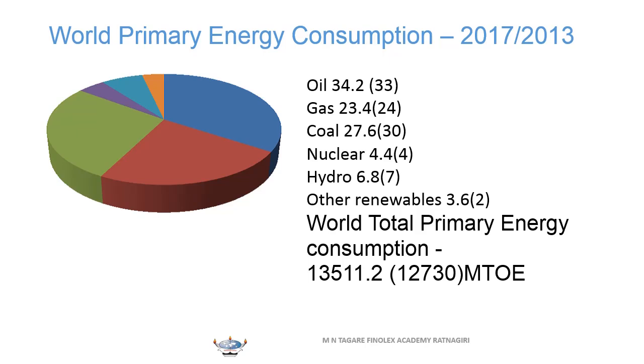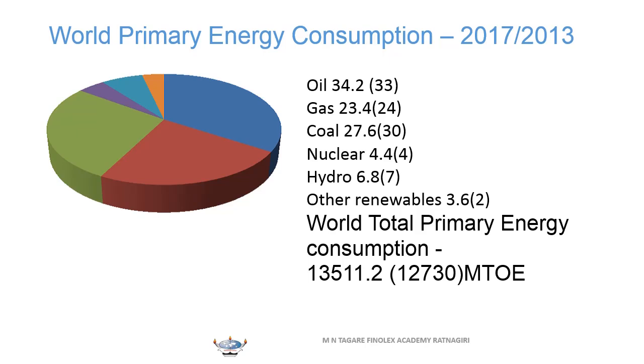Nuclear has gone up from 4 to 4.4%. In 2013 it was 4%, in 2017 it is 4.4%. Hydro, there is almost no change, it was 7%, and now in 2017 it is 6.8%. And other renewables, that is wind, solar, and so on, you will find there is almost 1.6% growth. And it will increase in the years to come, from 2 to 3.6 it has increased.